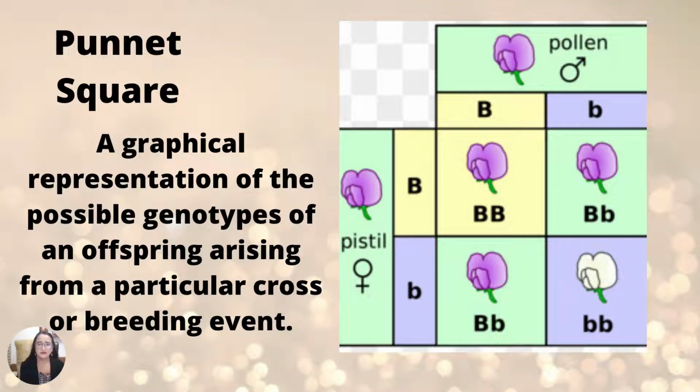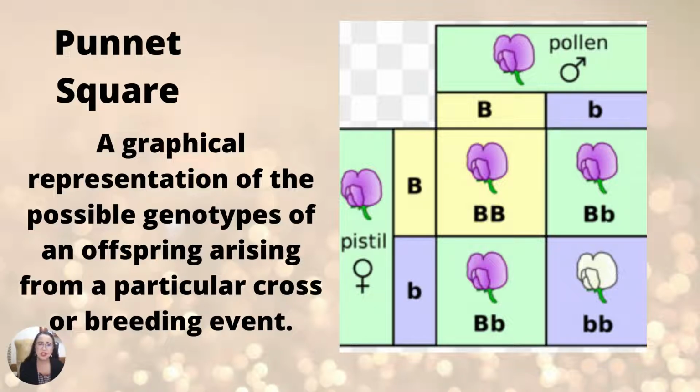We also have a Punnett square. The Punnett square is a graphical representation of the possible genotypes of an offspring arising from a particular cross or breeding event. And did you know that Reginald Punnett is the one who created the Punnett square?